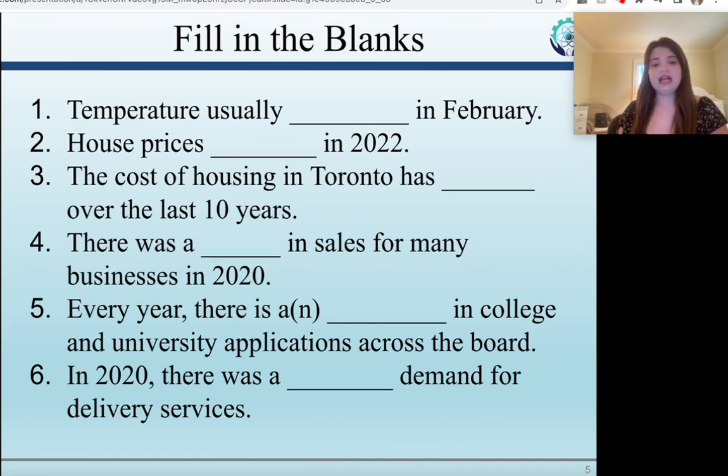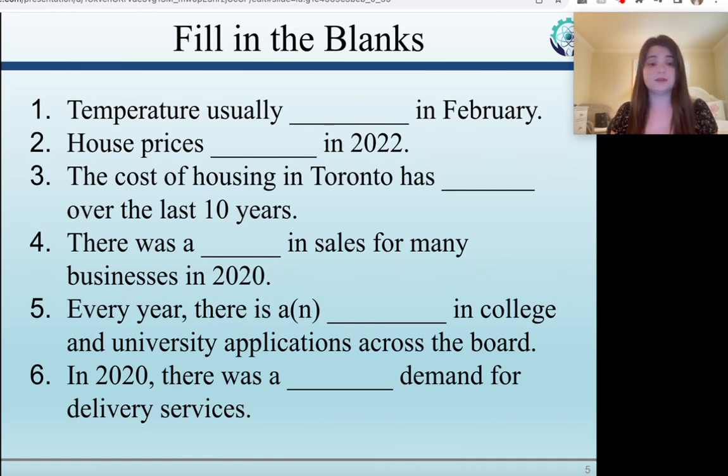So I think an increase or there are rising applications would be a fair thing to say there. And then number six, in 2020, there was a blank demand for delivery services. Well, I would say there's an increased demand for delivery services in 2020. Again, because of the pandemic, people not being able to leave their homes and go to places, people preferred to have things just delivered to their door. And so that's what a lot of people did.